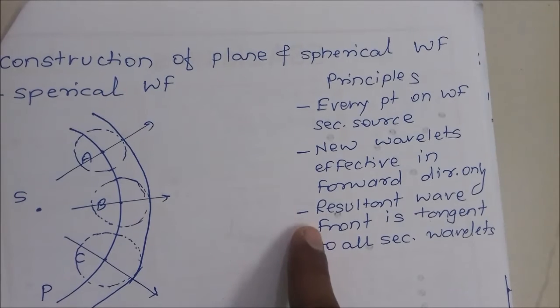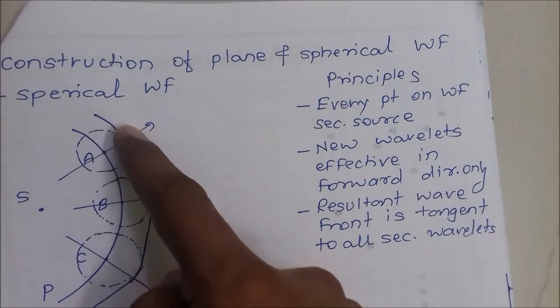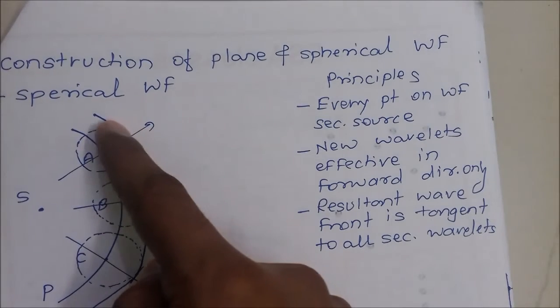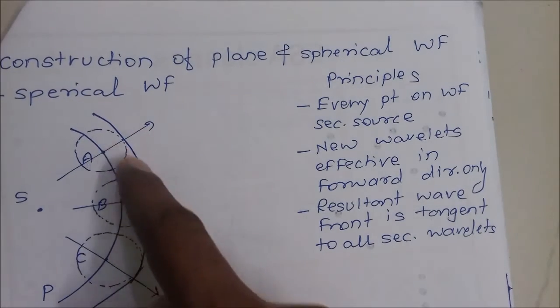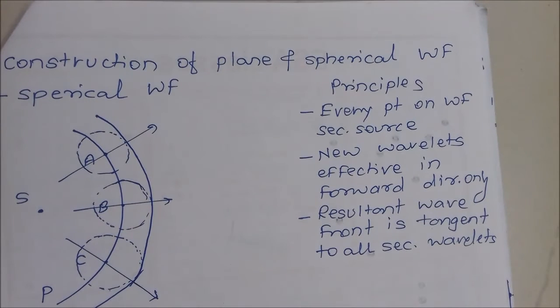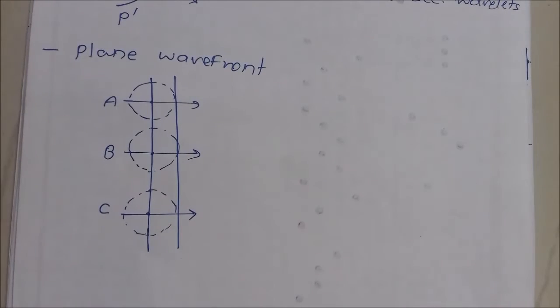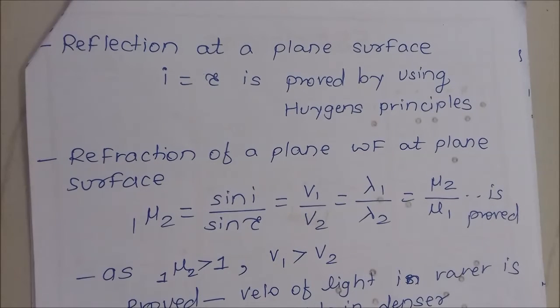Then the resultant wavefront. This is the new wavefront and this is the old wavefront. The resultant new wavefront is tangent to all secondary wavefronts. This is the construction of a plane wavefront. Huygens proved reflection at a plane surface by using his principles. He proved that i equals r, the angle of incidence is equal to the angle of reflection.